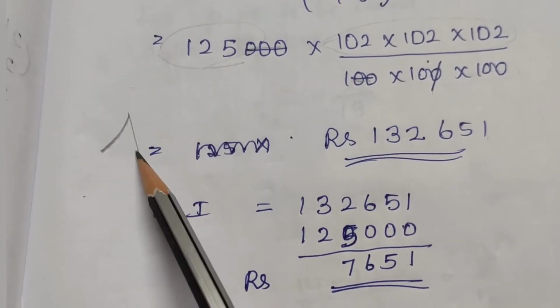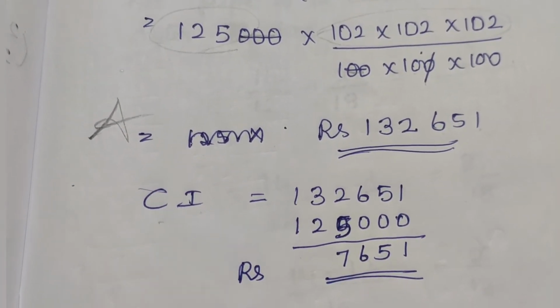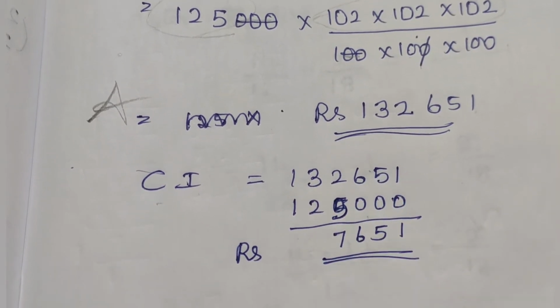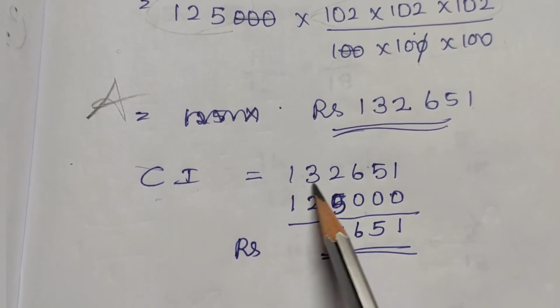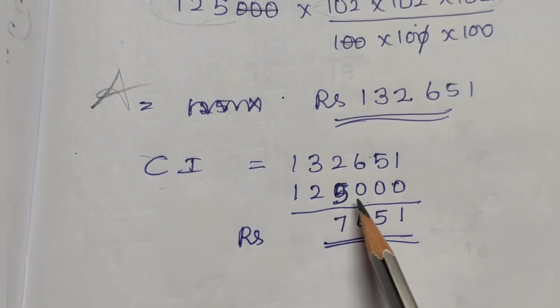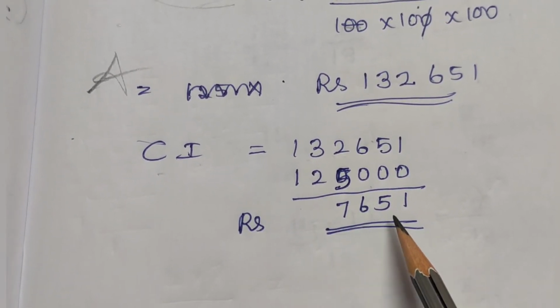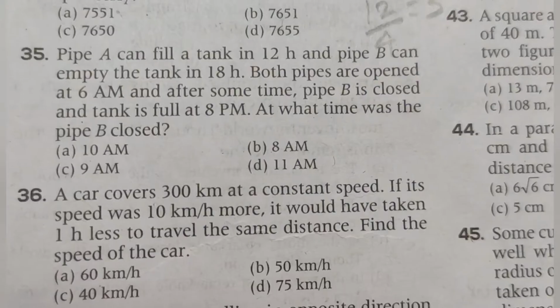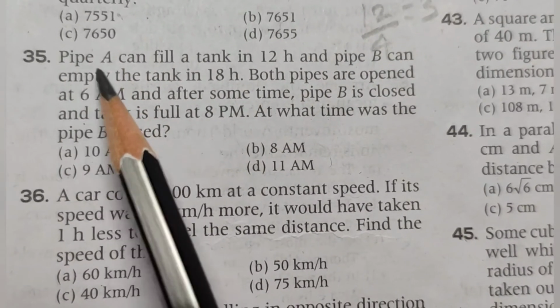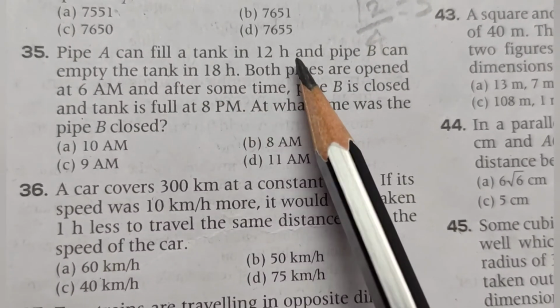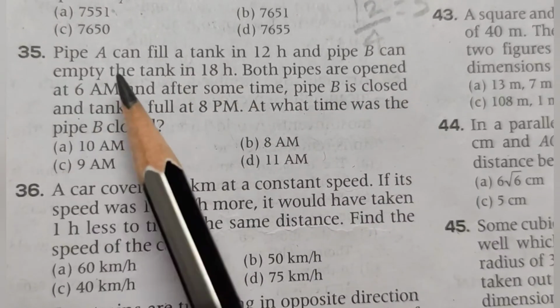1,32,651. This is the amount. They are asking CI, compound interest, amount minus principal: 1,32,651 minus 1,25,000. I got the compound interest as 7,651.